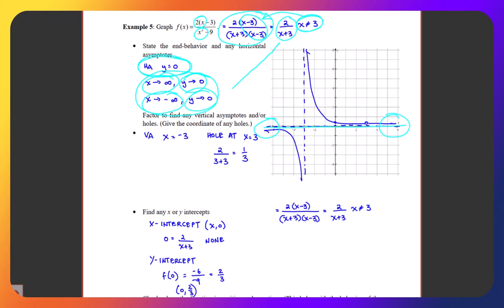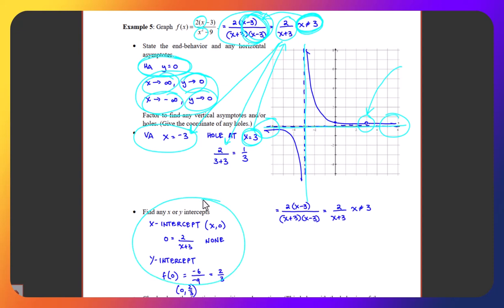So when we reduce this, the x plus 3 is still in the denominator. So x equals negative 3 is the vertical asymptote. But this 3 also contributes to something that's undefined. So at x equals 3, I plug that into the reduced fraction, and I get 2 over 3 plus 3, which is 2 over 6, which is 1/3. So at x equals 3, y is 1/3, there's a hole there.